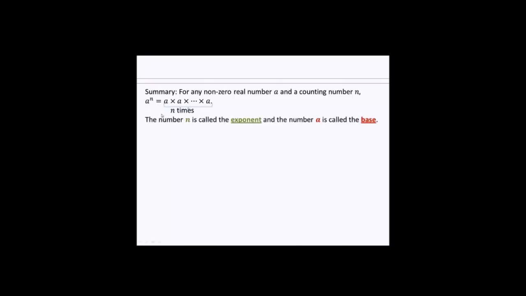All right, so let's recall all the stuff that we've done so far. We first started with defining, for a non-zero real number a and a counting number n, a to the power n as being n copies of a. And then eventually we said it doesn't even have to be just a real number. A can be any mathematical object, and it will mean the same thing. And we said n would be the exponent and a would be the base.